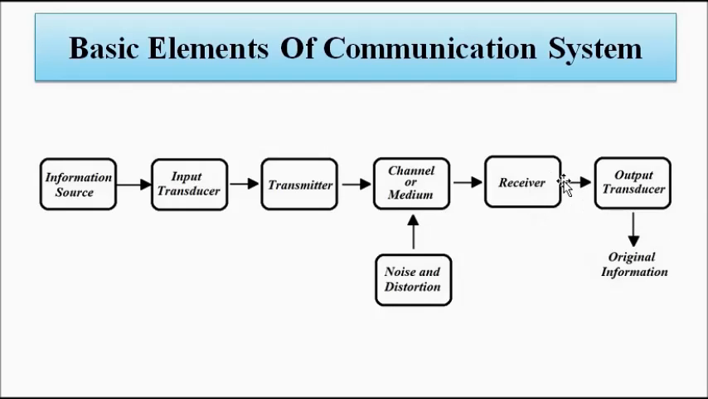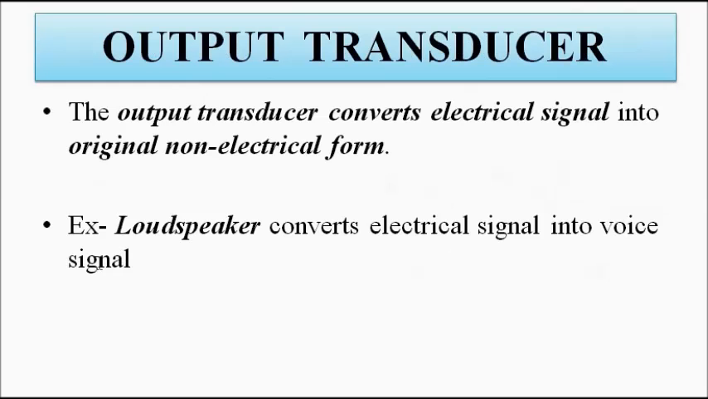So if it is in the electrical form, we will not be able to interpret the information. So it has to be converted into its original form, which is the sound signal, the voice. We want the voice, not the electrical equivalent of the voice. At the receiver side we get the electrical equivalent of the voice, which is a voltage or current signal. So the output transducer converts that electrical equivalent into the original voice signal. An example of that is the loudspeaker. It converts the electrical signal into voice vibrations.